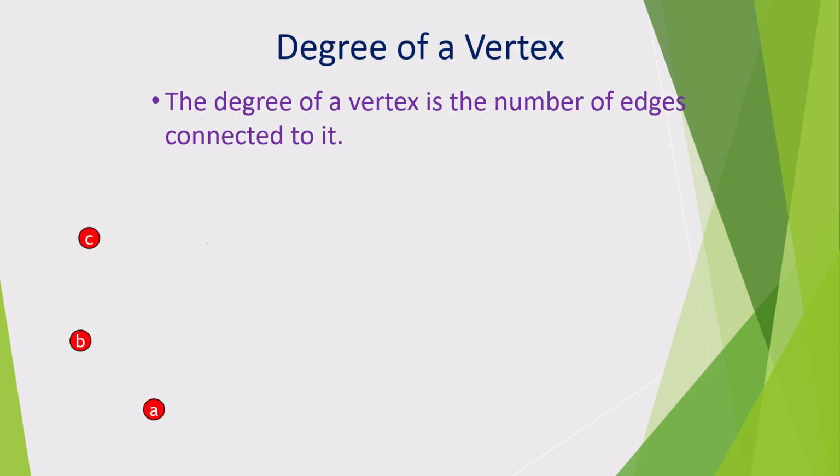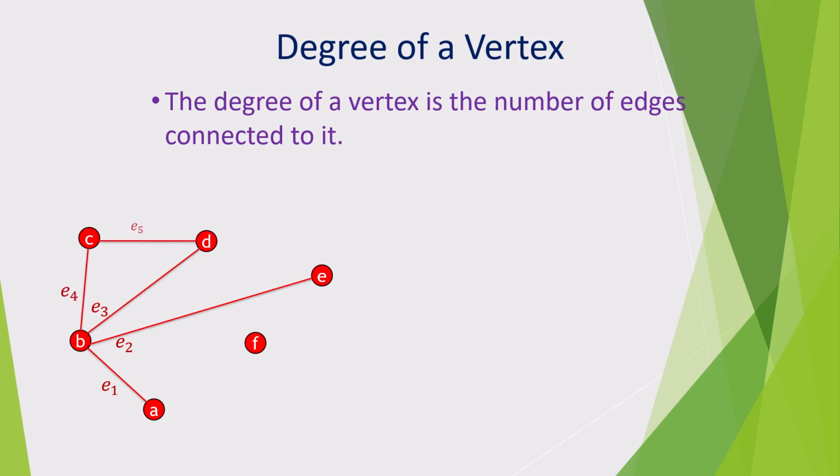So now I am drawing a graph with vertices A, B, C, D, E, F. First edge is AB. We have called this E1. Second edge is BE. We have called this edge E2. Next is BD. Now I am labeling these edges and drawing the graph. So this is our graph G.